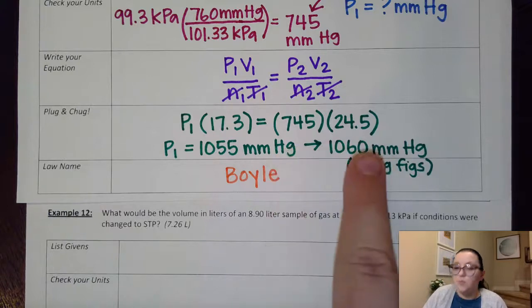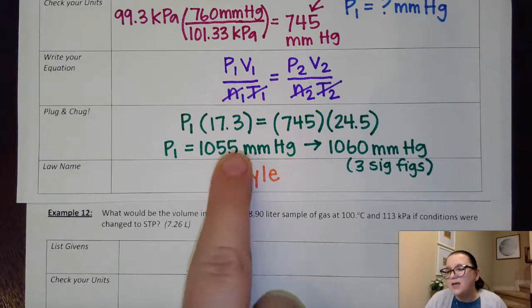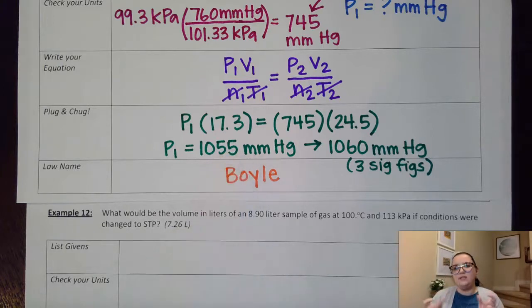745 and 24.5 would be the second set of conditions. Now, when I solved this, I got 1055 millimeters of mercury, which if I rounded it to 3 sig figs, would be reported as 1060. If you notice up above, the answer that they gave was 1050 millimeters of mercury. That sometimes is dependent on where you make your pressure conversion. Do you make it at the beginning or at the end? And sometimes that can ever so slightly adjust that number.